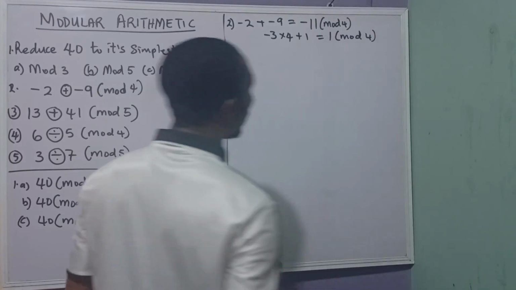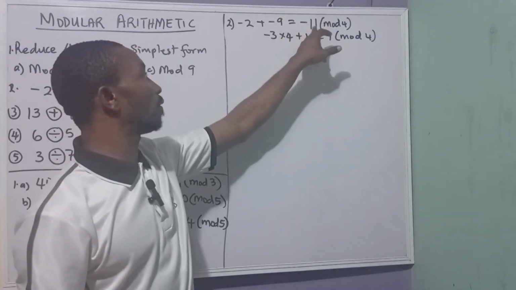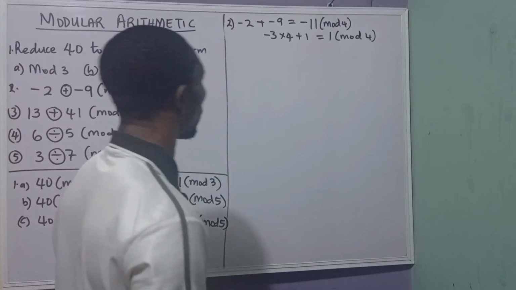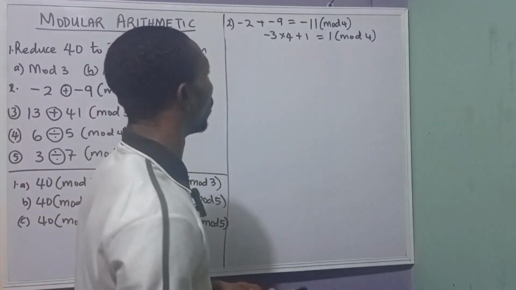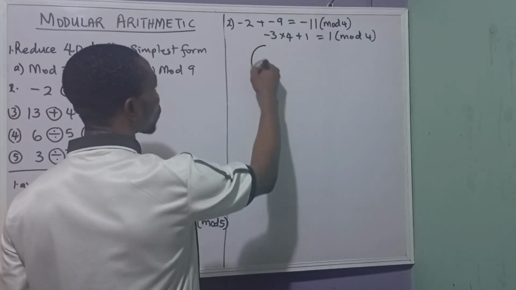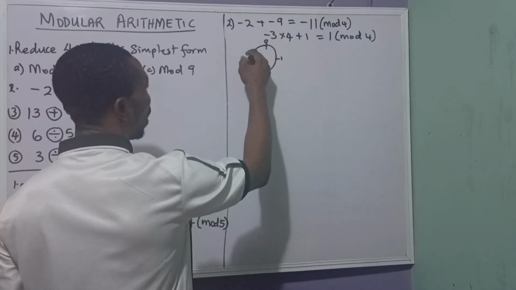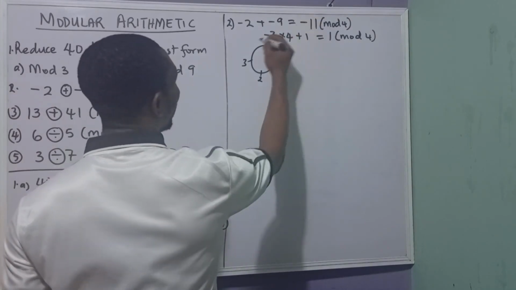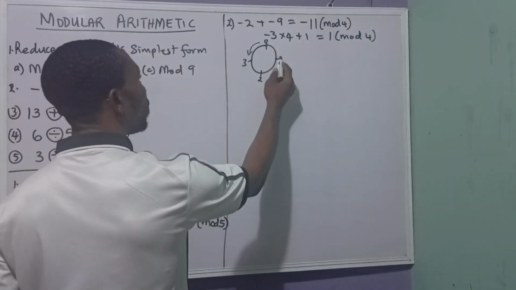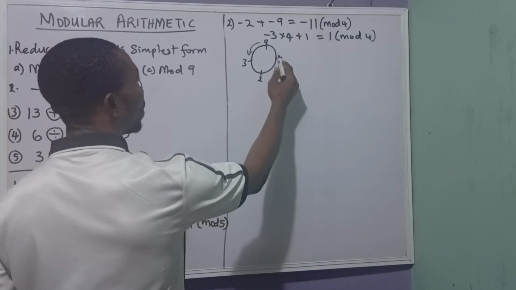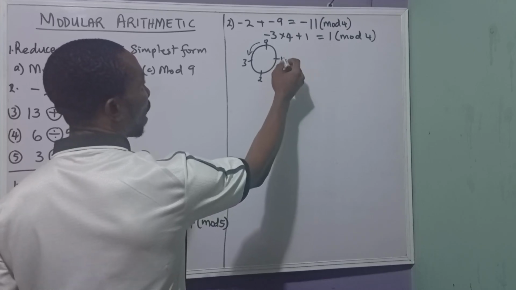mod 4. So always remember that when you work with a negative, you increase the value of the positive to get your negative. Or you can use your number cycle and count backwards to get your value. So if we look at our number cycle for mod 4, this is 0, 1, 2, and 3. Now, since it's negative, we count backwards. So this would be 1, 2, 3, 4, 5, 6, 7, 8, 9, 10, 11. Okay, so this is our 11, stopping at 1.